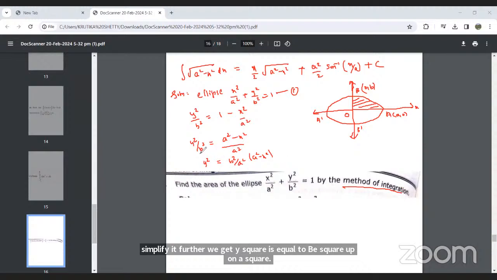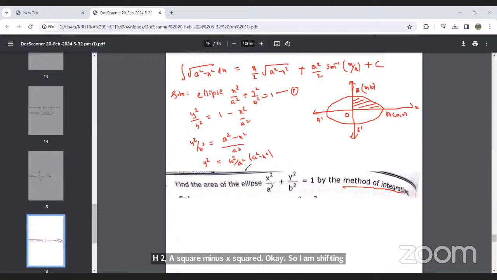I am shifting this b square to the numerator, and keeping the denominator a square as it is. On further simplifying, we get y is equal to the root of this. The root of b square upon a square will be b upon a, and this term will remain under the root: a square minus x square. This will be our equation number 2. So whatever the equation is given, we write it in terms of y. This is the first step: y is equal to b upon a root of a square minus x square.